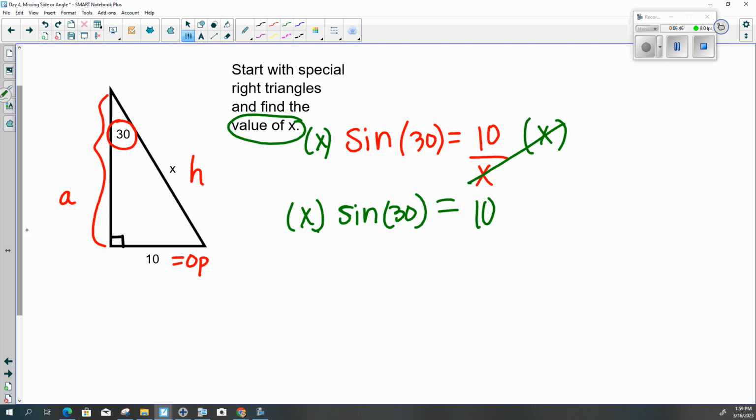All right, there's one more step to get the x by itself. The sine and the 30 are a package deal right here. So just treat it like any other algebraic expression. We're going to divide this side by sine of 30, because sine of 30 divided by sine of 30 will be 1.